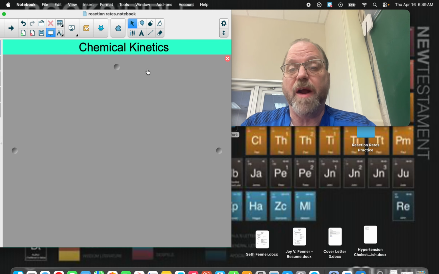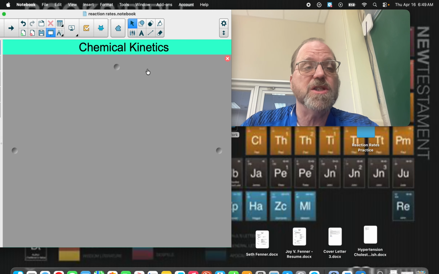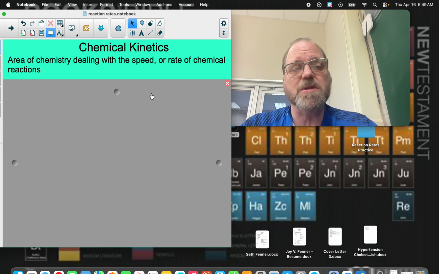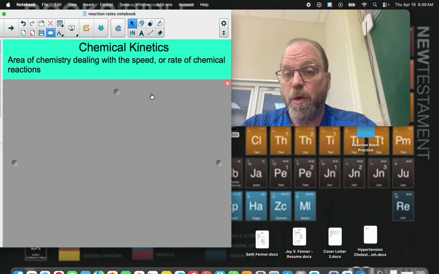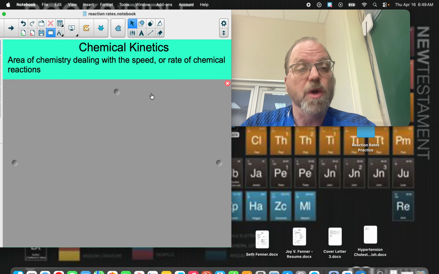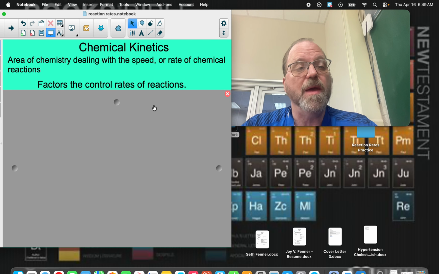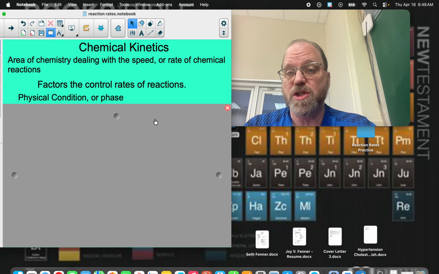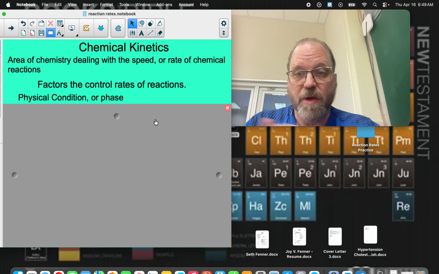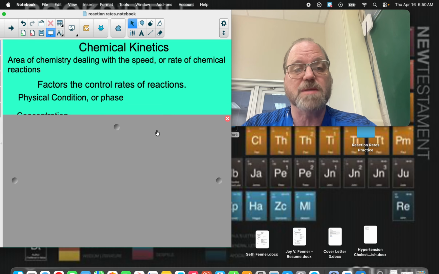Kinetics are how reactions take place. The definition of kinetics is the area of chemistry dealing with the speed or rate of chemical reactions, so how quick reactions take place. Now, factors that control rates of reactions. The first one is the physical condition or the phase. So if it's a solid, a liquid, a gas, those affect how rapidly the reaction takes place.